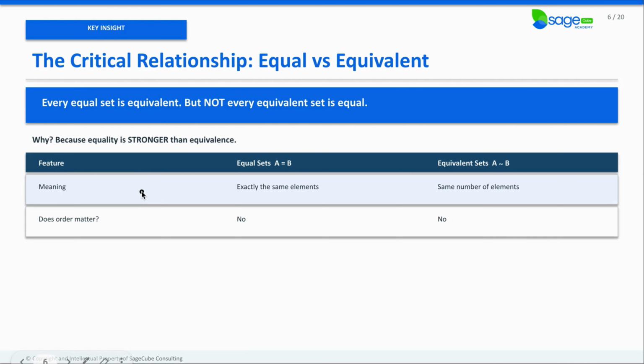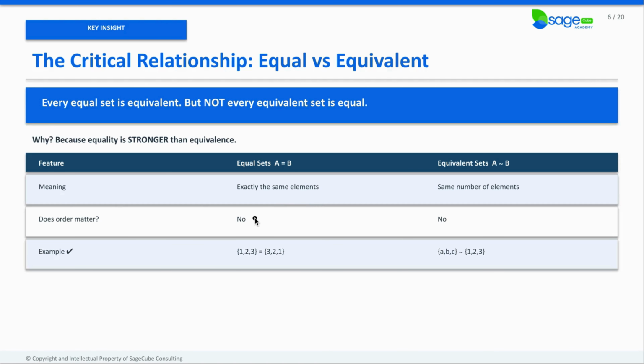Equal sets have exactly the same elements, right? But equivalent sets have the same number of elements. So here, the items, the members, are the same. Here, the sizes are the same. Does order matter? No. Order does not matter to both of them. Let's take an example. For equal sets, we have {1, 2, 3} and {3, 2, 1}. It's the same set. Remember, order does not matter. Therefore, for equivalent sets, {a, b, c} and {1, 2, 3}, size 3, size 3.